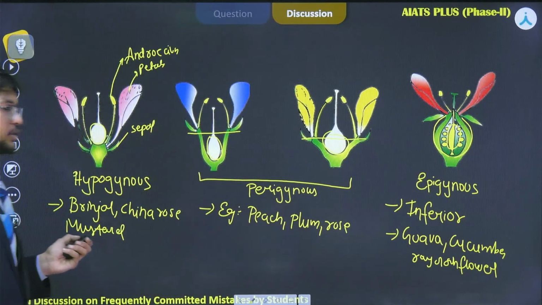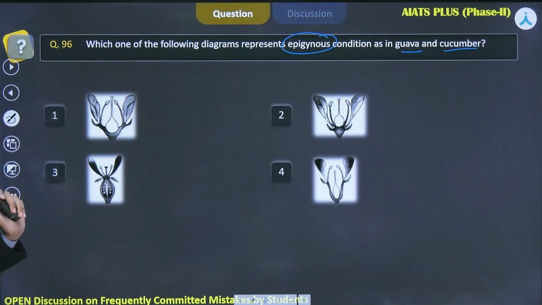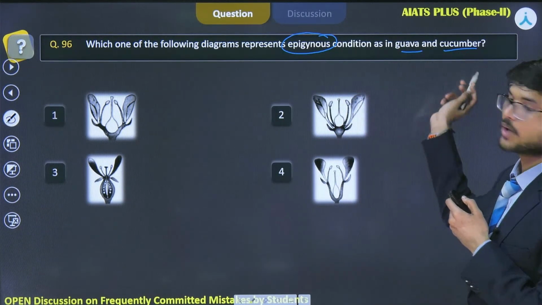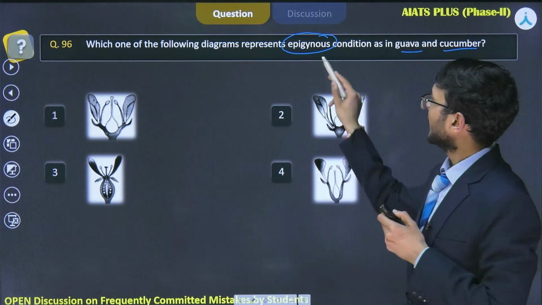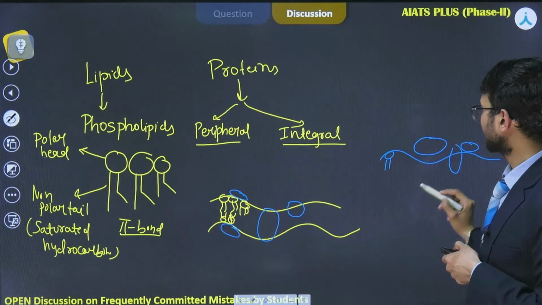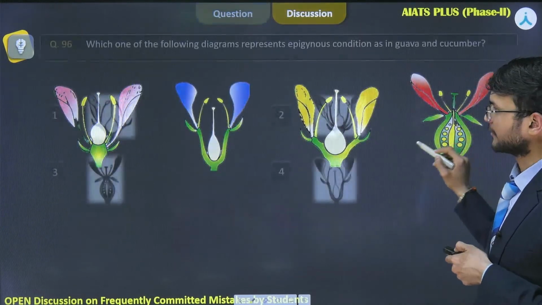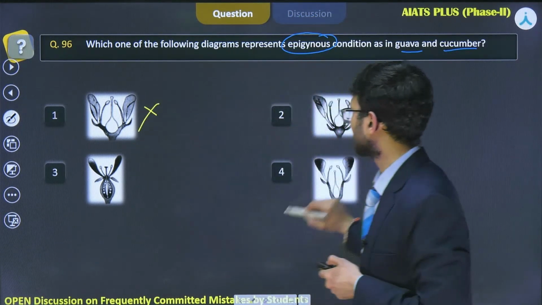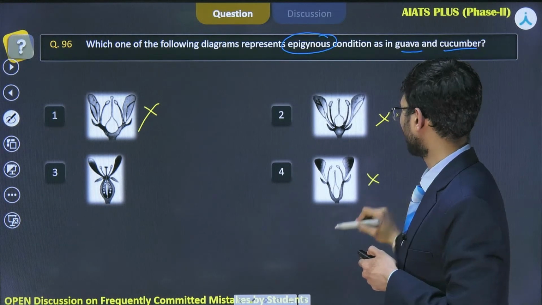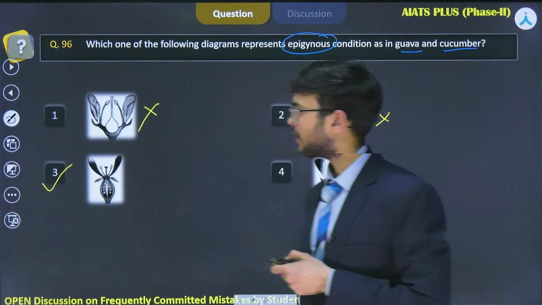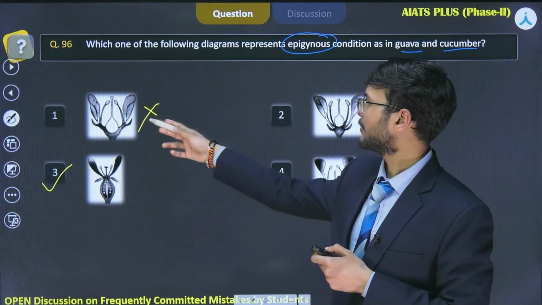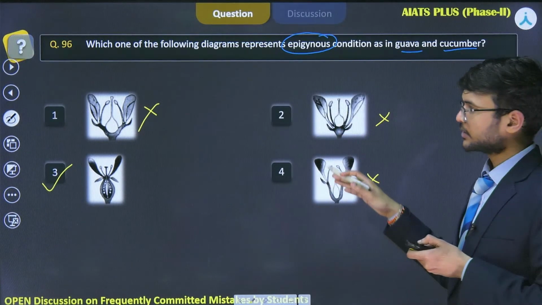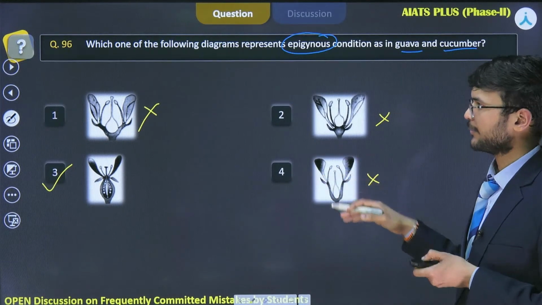Now, on the basis of this data, you can solve the question: which of the following diagrams represents the epigynous condition as in guava and cucumber? Okay. So, the epigynous flower looks like this. This is the epigynous flower. So, here it's a perigynous flower, it's an epigynous flower, it's also a perigynous flower. So, here is the correct answer, that is, it is the epigynous flower, while the others are perigynous and hypogynous. Okay. So, I hope this question was clear to you. Yes.